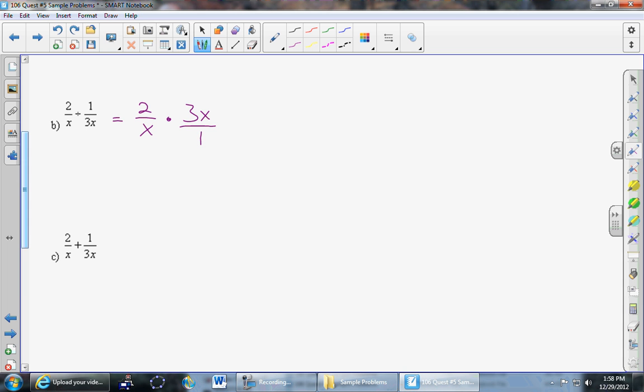And now it's multiplication, which we just did up above. So you can multiply straight across and get 6x over x. That's fine. But I always encourage folks, when they see multiplying fractions, to cancel anything they can in the bottom with anything in the top. So x and x cancel, and we're just left with 6 over 1, which is 6.